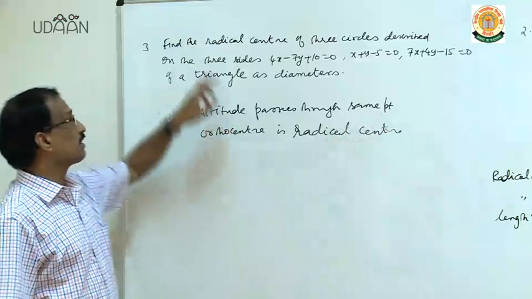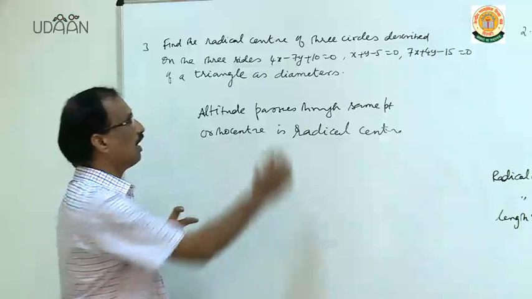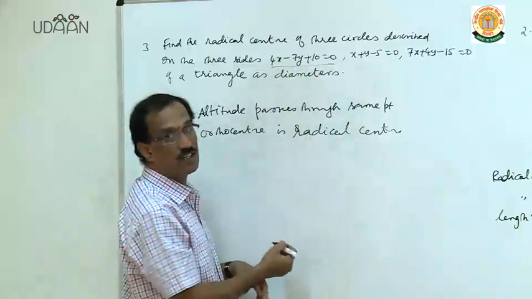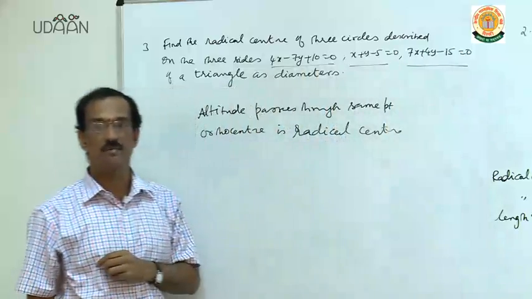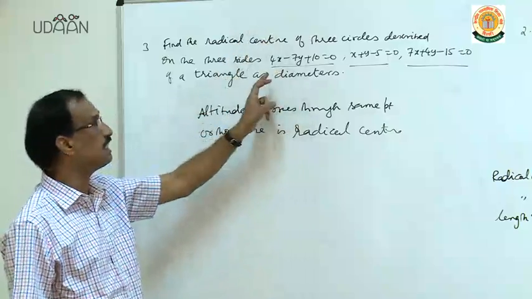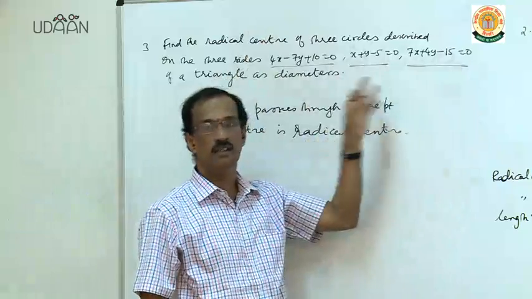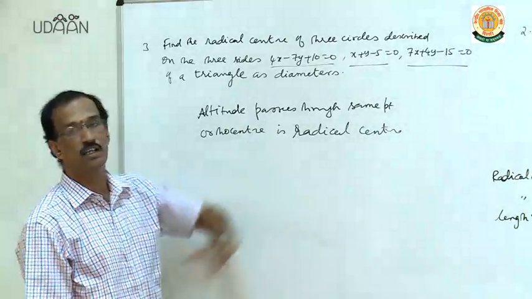Not in every case. Here they say that the circles are described on this side as a diameter, this side as a diameter, and this side as a diameter. Then we say that the orthocenter of this triangle is your radical center. Now, how to find the orthocenter?